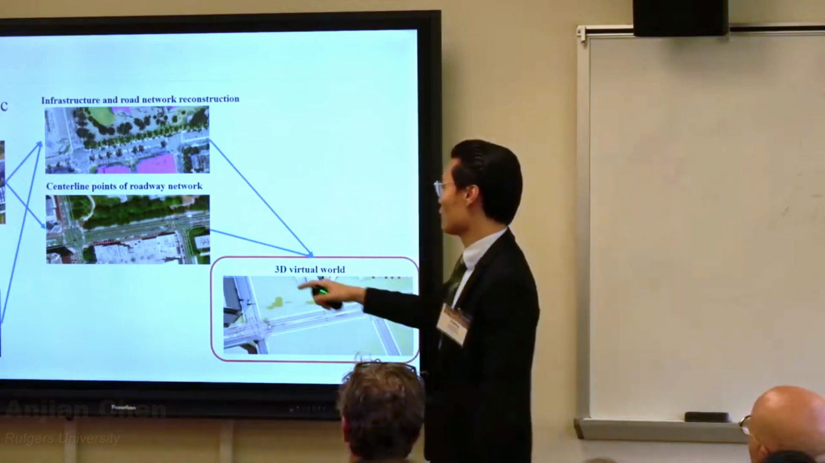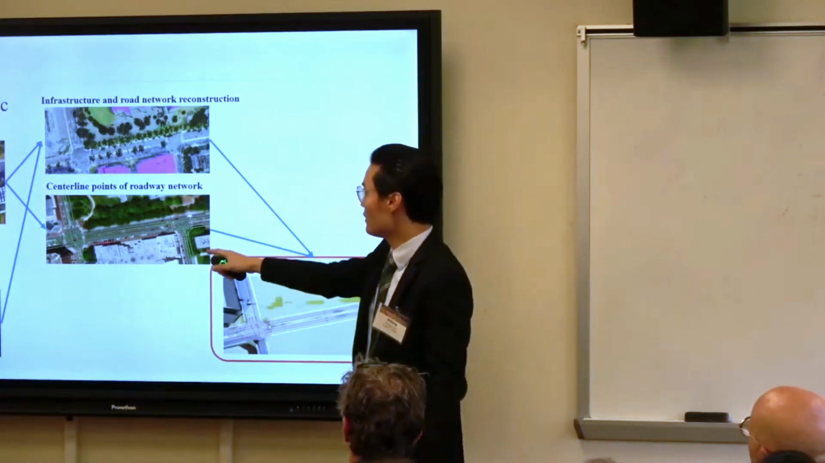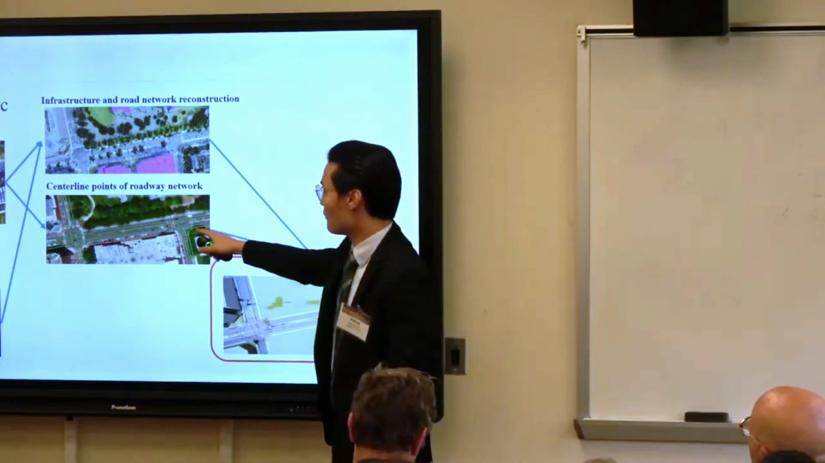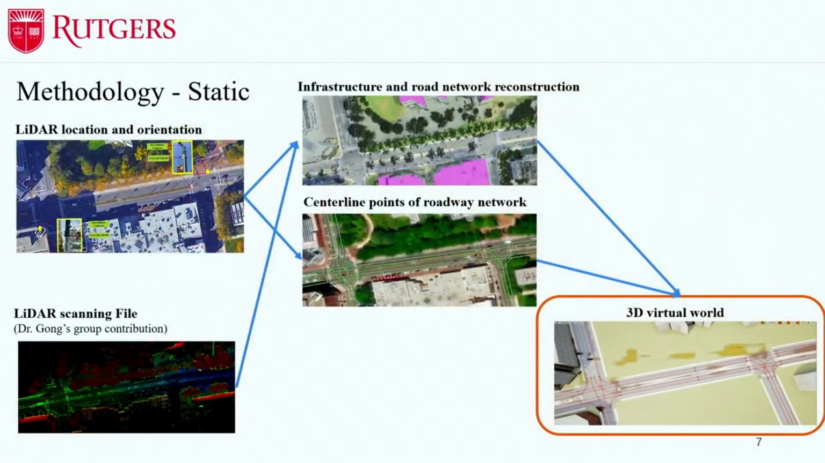And also I create another centerline map, which has thousands of points that represent our roadway network in these two intersections. Then I will use them as a reference for our vehicle trajectory data when I input and process these trajectories into our digital twin model.